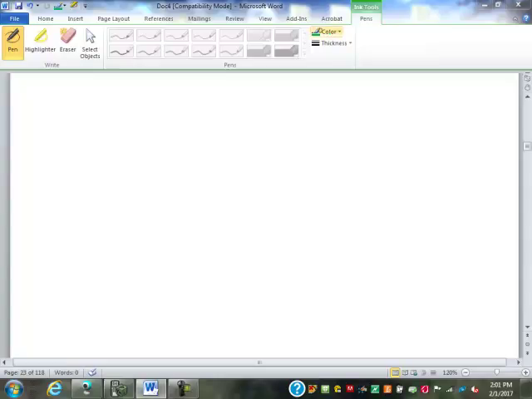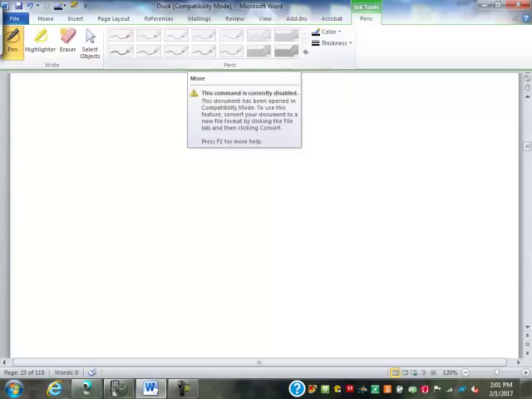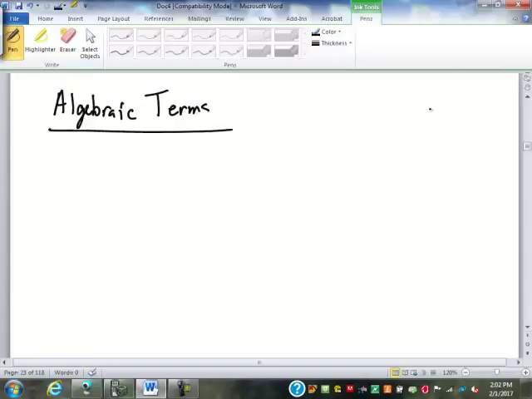I want to start off by reviewing some of what we did last Friday with the algebraic numbers and algebraic operations. The common name used for algebraic numbers is algebraic terms. And some of the things we did with them last week is we looked at combining like terms, terms that had the same name that could be combined with different operations.